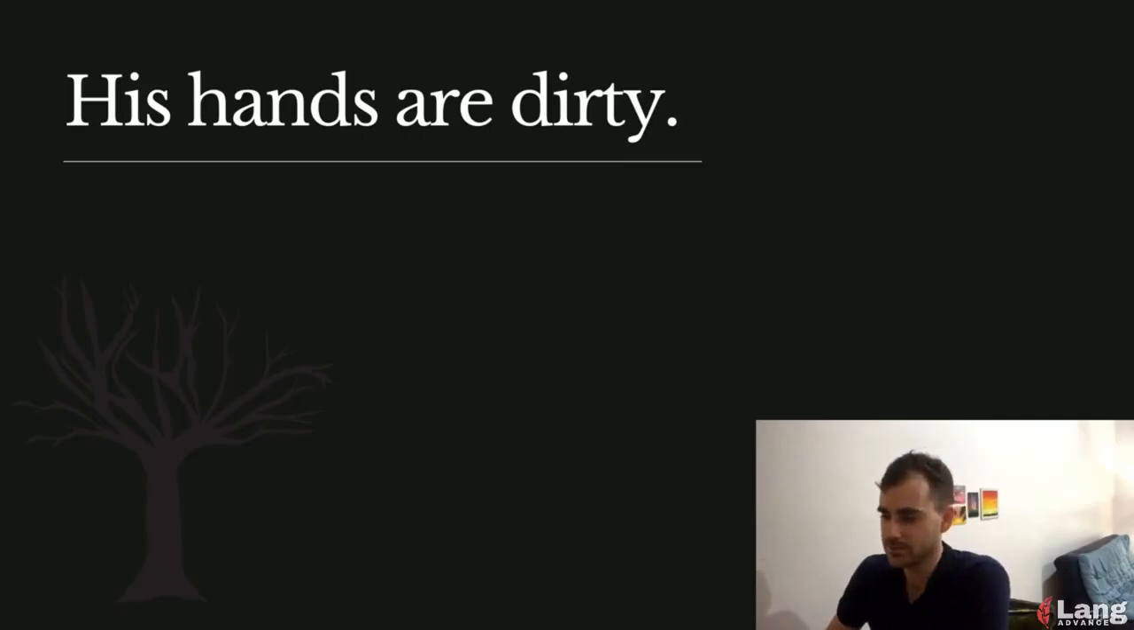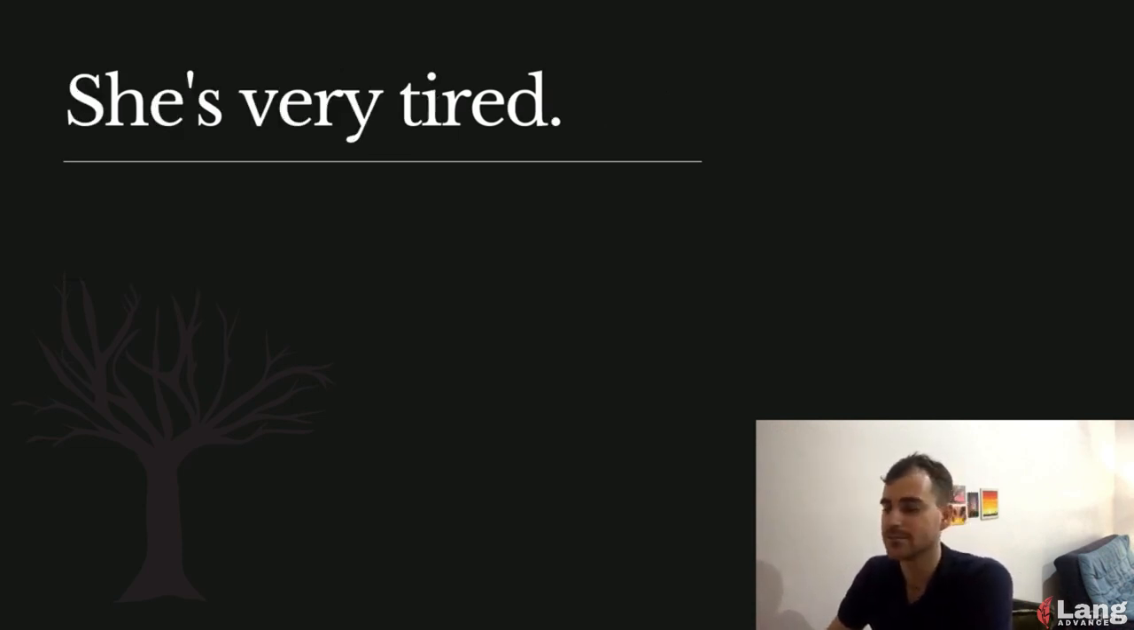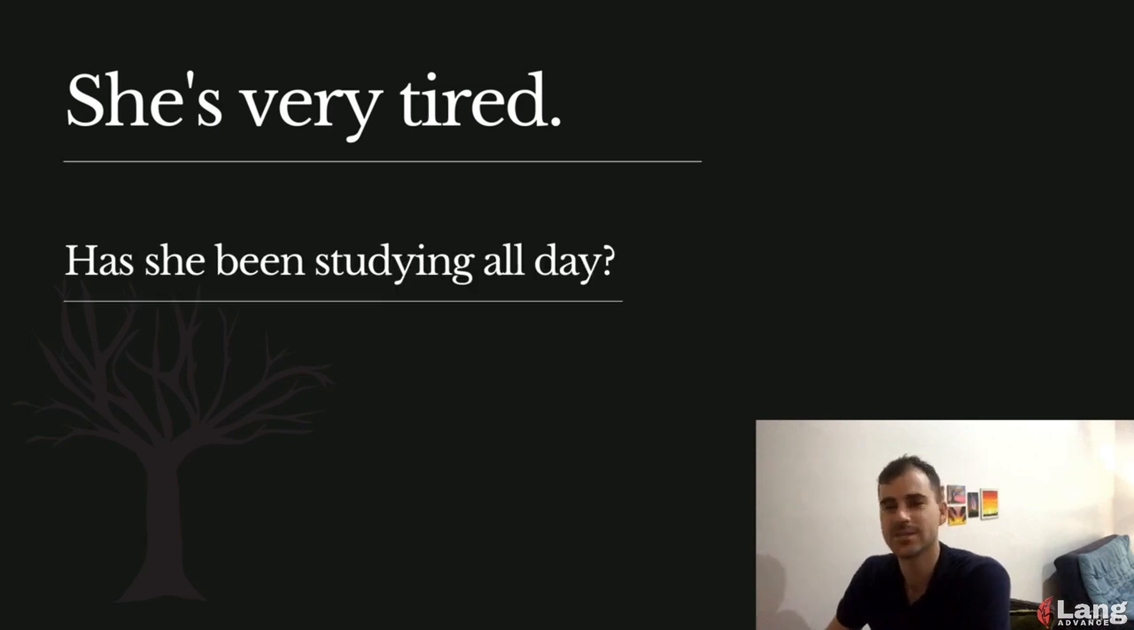Here's another example. We'll start with this basic sentence. His hands are dirty. What has he been doing? Try to answer the question in the present perfect continuous. For example, he has been working in the garden. She's very tired. Has she been studying all day? She has been studying all day, so now she's very tired.